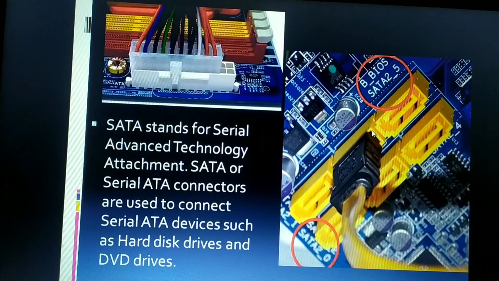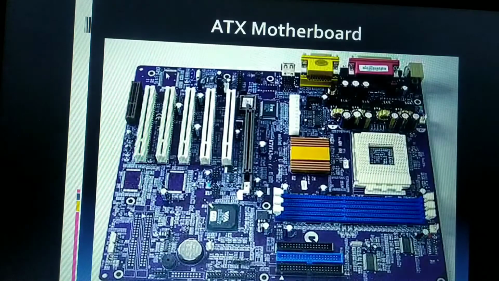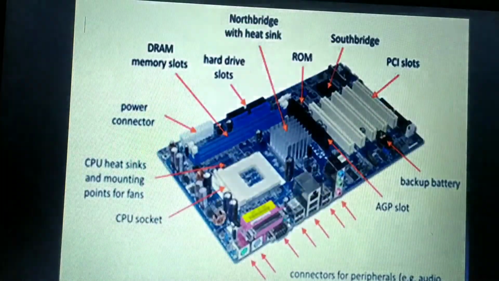And as well, this ATX motherboard has both the 20 pin and 24 pin ATX power connector ports. Like this, it has both the 20 and the 24 pin ATX power connectors, and it also has all different kinds of external ports. And I'll show you an example.